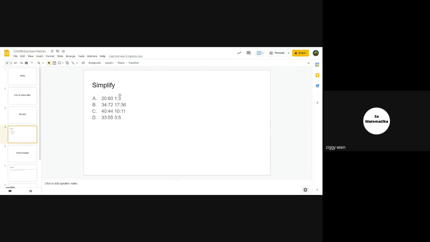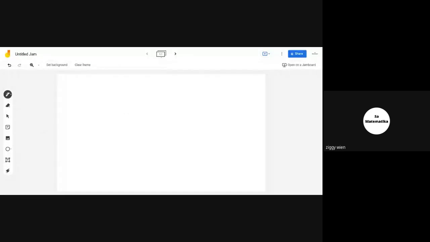As you can see, we already have the answers of simplification. Basically, we just have to simplify these numbers to as small as we can. If you don't understand, let me show you how.